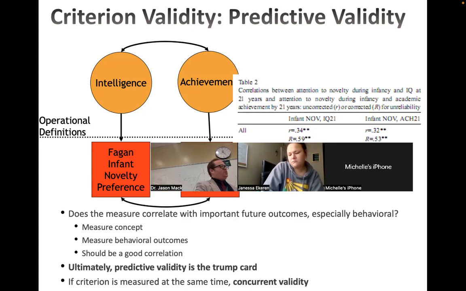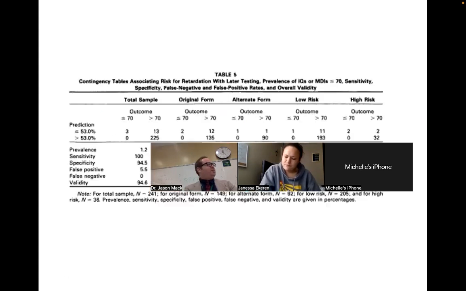If criterion is measured at the same time, you have concurrent validity. Does it have the same criteria to measure, like the accreditation? Make sense? I'm not totally losing you guys? Good.